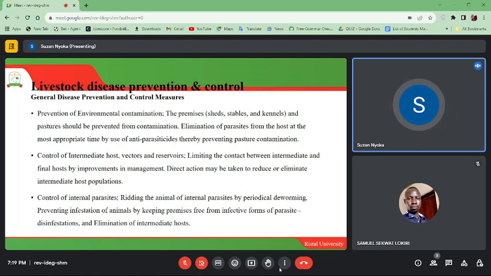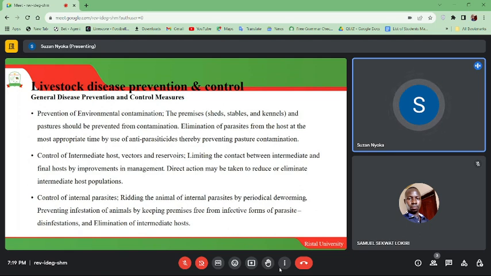One of the control measures is prevention of environmental contamination. The premises, sheds, stables, kennels and pastures should be prevented from contamination. Elimination of parasites from the host at the most appropriate time by use of anti-parasiticides, thereby preventing pasture contamination. You need to prevent environmental contamination. It's one way of preventing or controlling livestock disease.